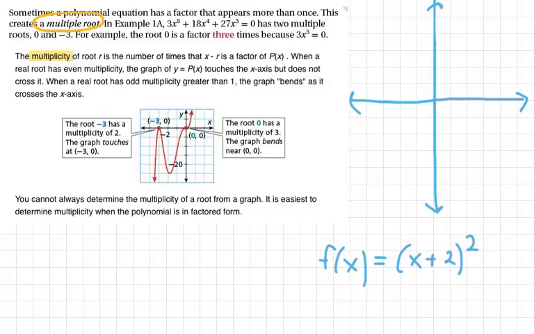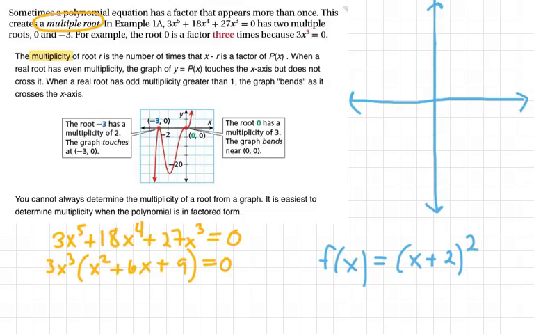Let's just look at factoring it for a second. I pulled out a 3x to the third, and I'm left with x squared plus 6x plus 9. So I get factors of 3x to the third times x plus 3 squared. And now you can see really clearly that from 3x to the third we get a factor of 0 three times, and from x plus 3 we get a factor of -3 twice.